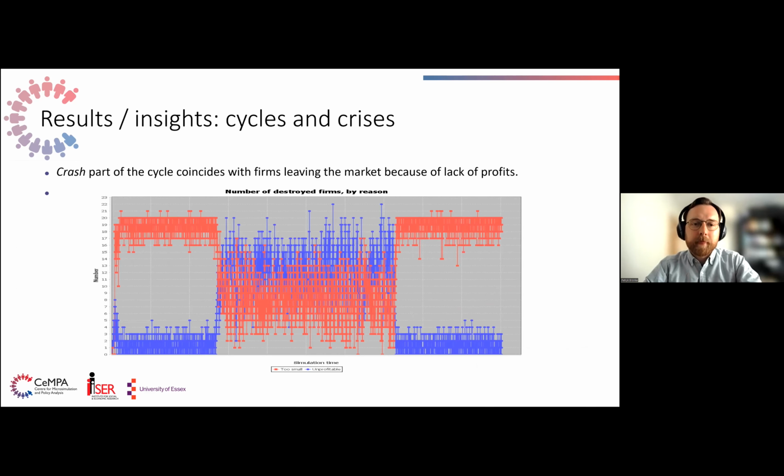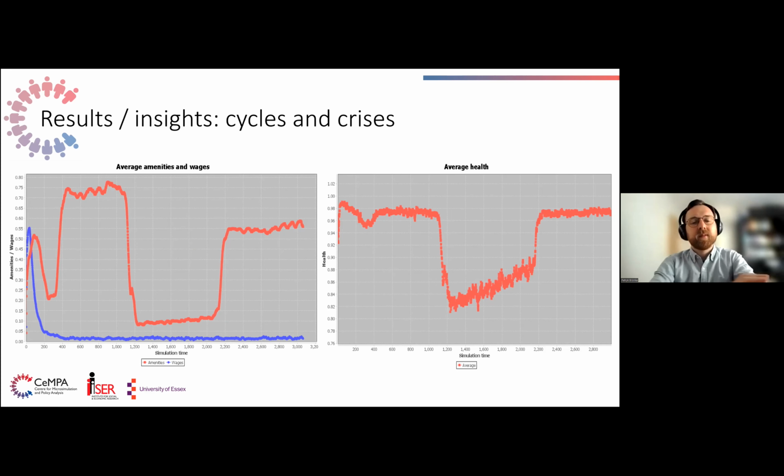Now we looked into the type of firms that leave the market in different parts of this cycle, and so here we think about two distinct parts of the cycle: the high amenity part and the low amenity part. And we see that the behavior in the model and the outcomes are different in each part of this cycle. And amenities are also here correlated with wages, although because of a different level of both, that is not so obvious from this graph.